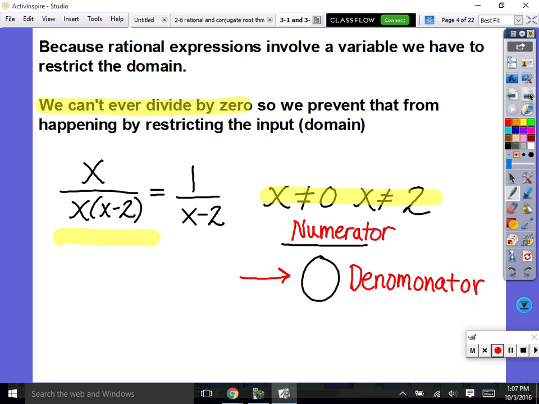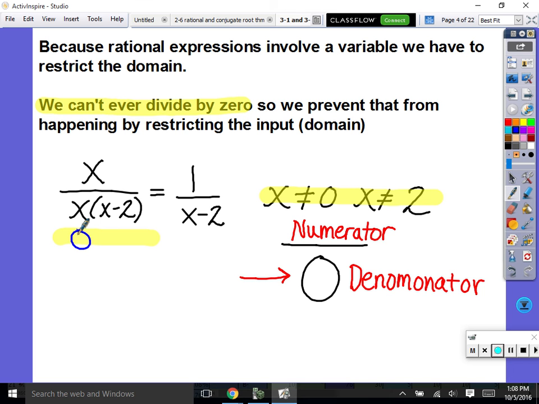So we're gonna restrict our domain, and domain is input, right? Everybody? Yep. So we're going to restrict what we can put into the polynomial by saying, okay, our bottom cannot equal 0. So looking at this, we have x over x times x minus 2. Couldn't this potentially equal 0 if I plug in 0 into the function? Right?